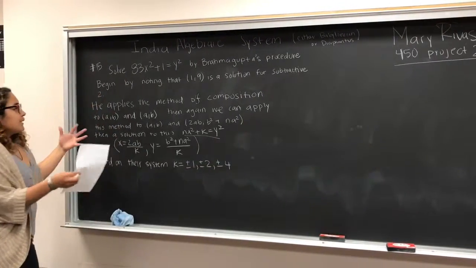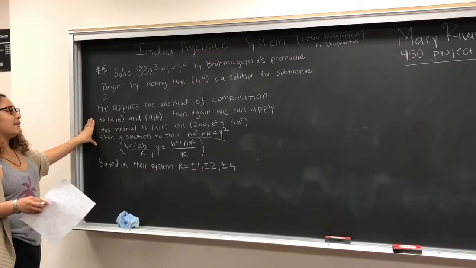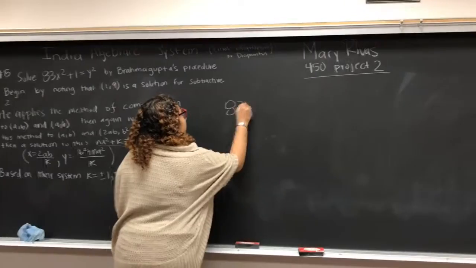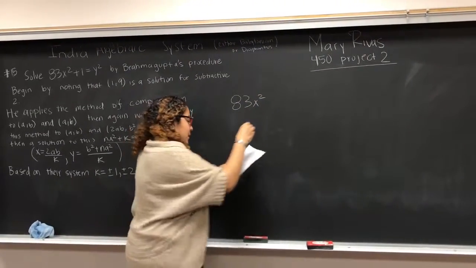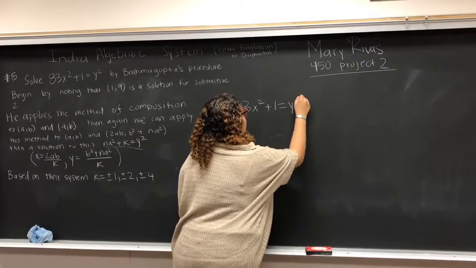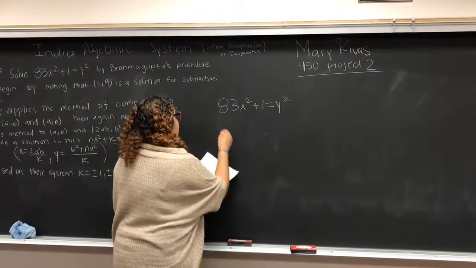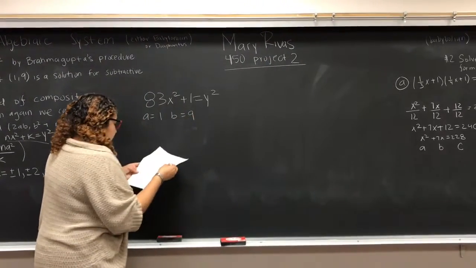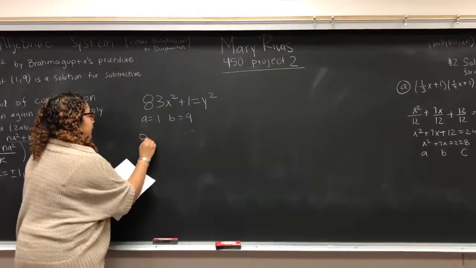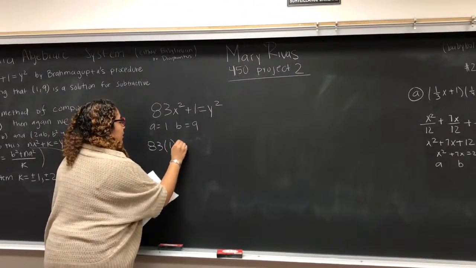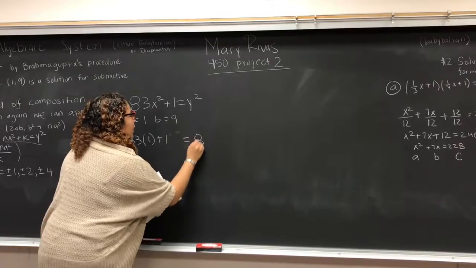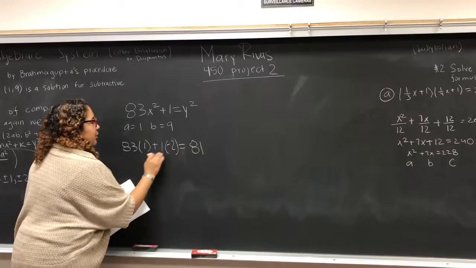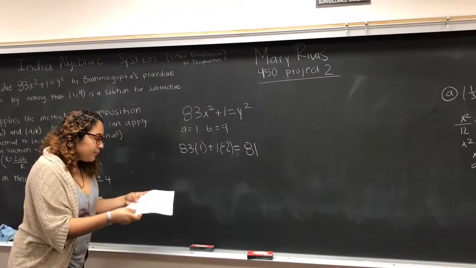So what we're going to do is solve the system using the method of composition. So we have 83x squared plus 1 equals y squared, and we know that a equals 1, b equals 9, so we plug them into the equation. So it's 83 times 1 plus 1 equals 81, and in order to make it a true equation, we are going to include the negative 2 in the equation to make it true.